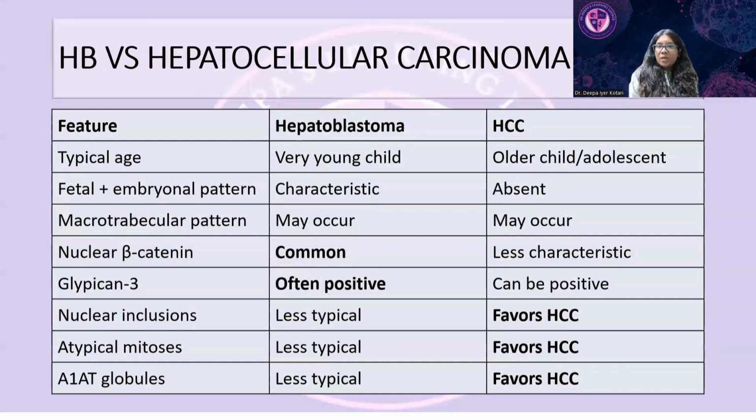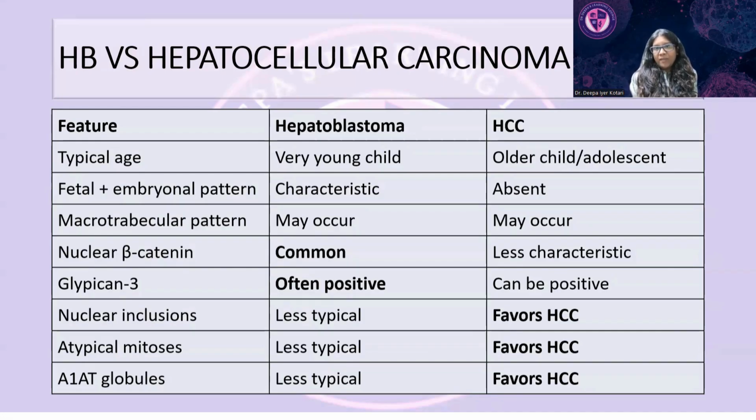Then hepatoblastoma versus HCC perhaps is the most important differential in an older child. So the problem is that the macrotrabecular type of hepatoblastoma, which I had shown you, very much resembles the HCC, like I already told you. So in these cases, the architecture alone is not diagnostic. The presence of both fetal and embryonal hepatoblastoma patterns strongly supports a hepatoblastoma rather than a HCC.